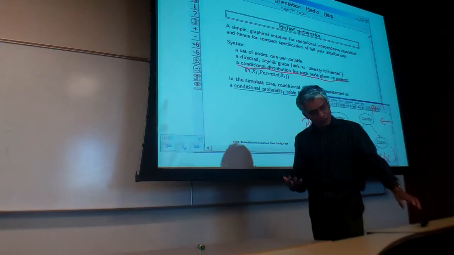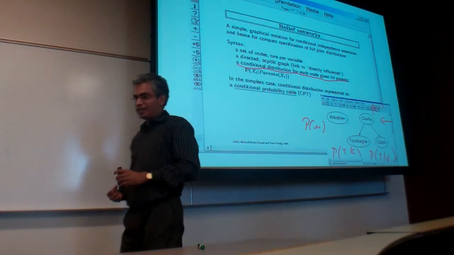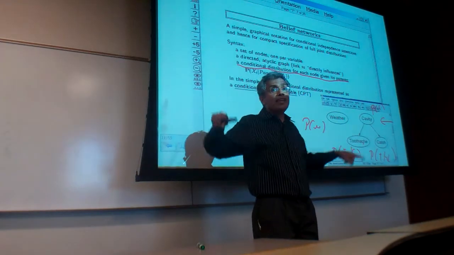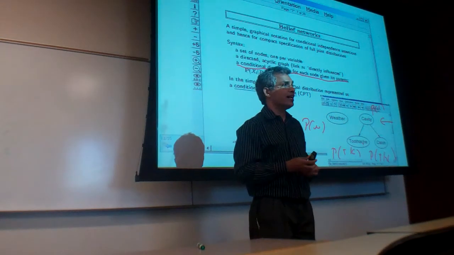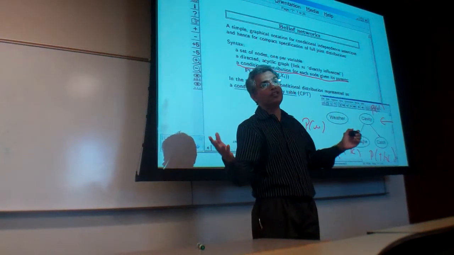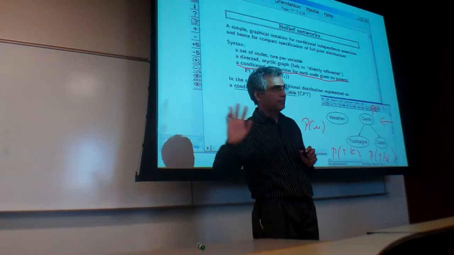And much of the efficient algorithms for Bayes networks are all about how to avoid actually enumerating the entire joint distribution, and just answer your query without having to enumerate the entire joint distribution. But we'll get to that.